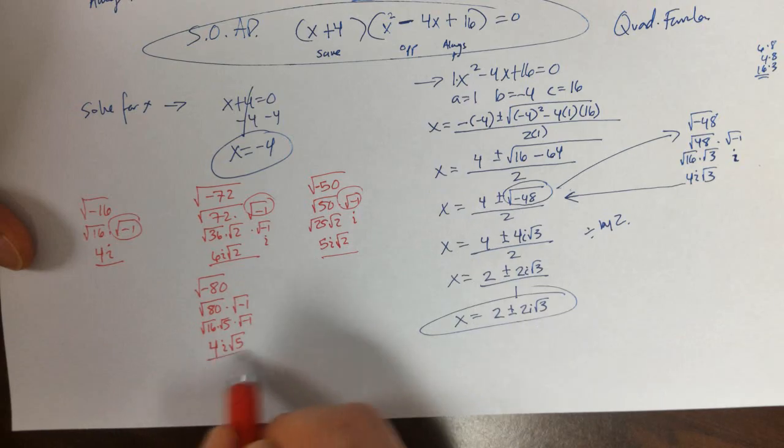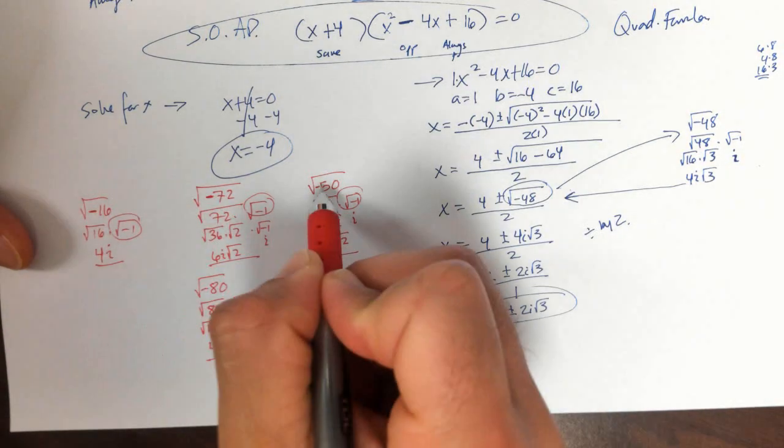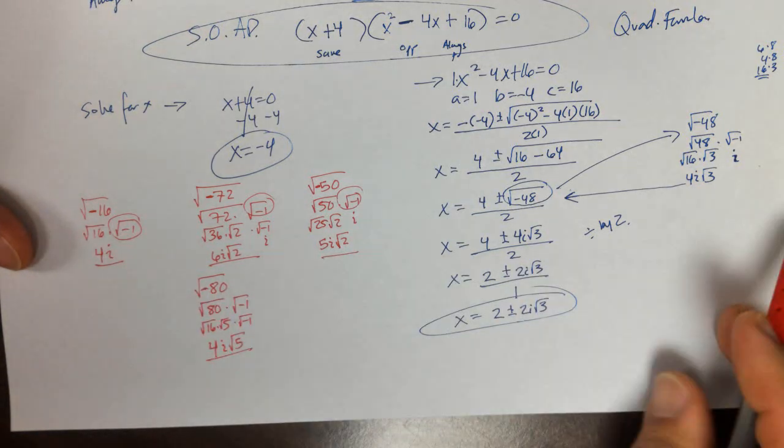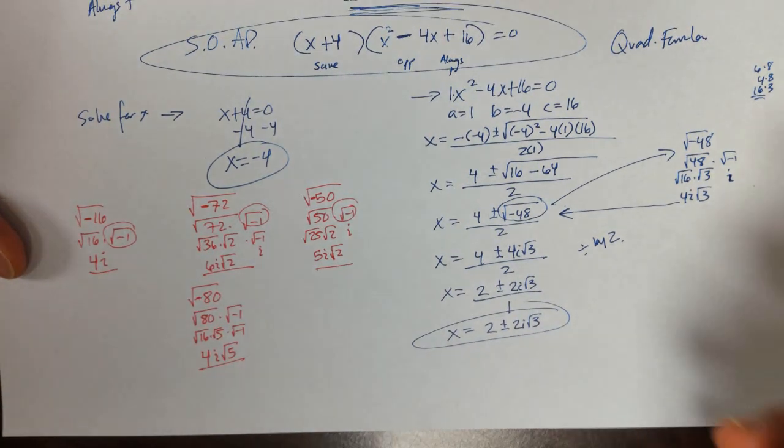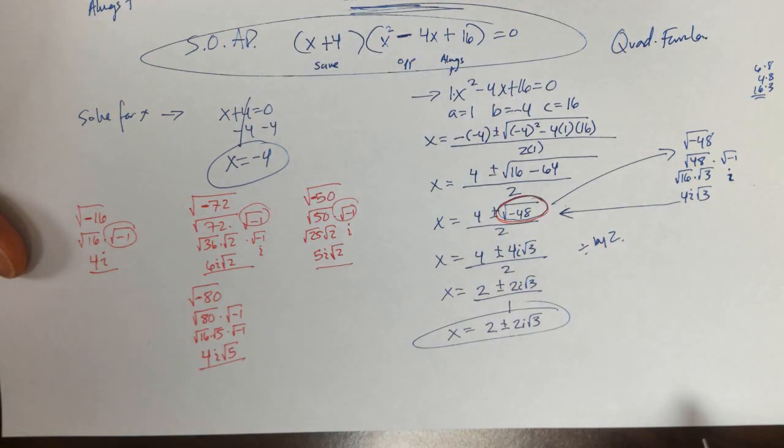See how our solution always has an imaginary value? That's because we have a negative inside the square root. And that's what's going to happen when you're solving these kinds of problems. You're going to end up with some sort of negative inside the square root.